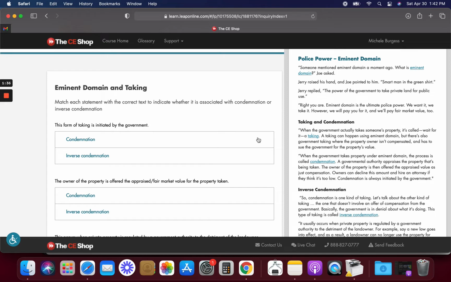Someone mentioned eminent domain a moment ago. What is eminent domain? Jerry raised his hand and Joe pointed to him. It's a smart man in the green shirt. Jerry replied, "The power of the government to take private land for public use." You're right. Eminent domain is the ultimate police power.